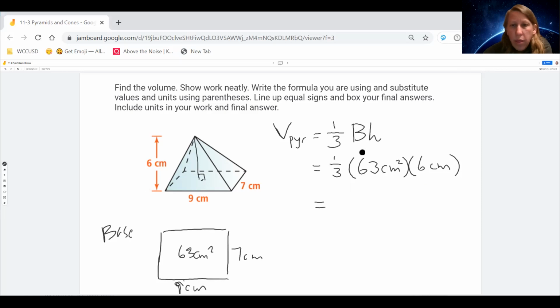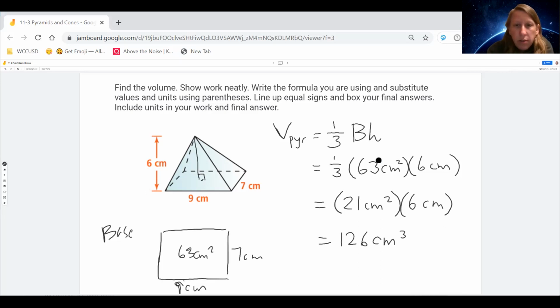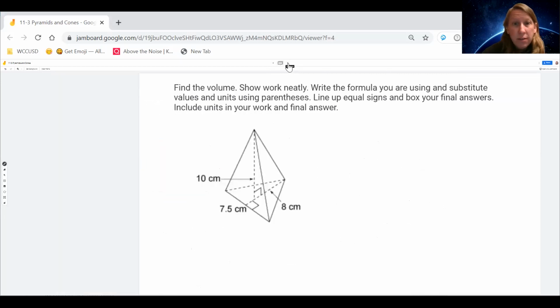I'm going to do 1/3 of 63, which is going to be 21 centimeters squared. And then I'll multiply that by 6. For me, that was easier to do in my head. So that's going to be 126. And we do centimeters times centimeters, and then times centimeters is going to be centimeters cubed. So the volume of that pyramid right there is 126 centimeters cubed. Sometimes we say cubic centimeters.